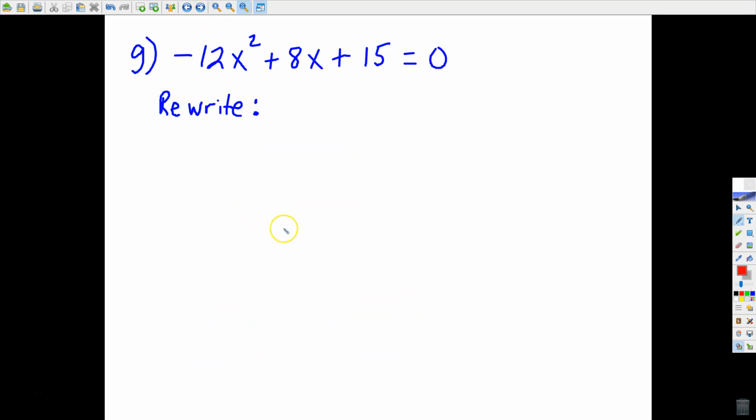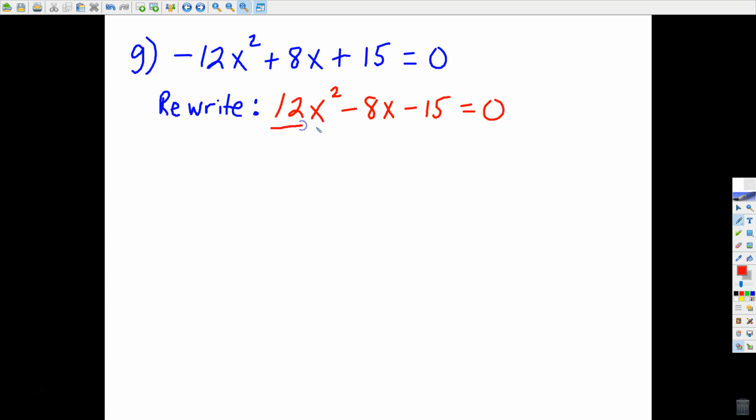All right. I gave you this one kind of as a heads up. Whenever you see the a term is negative, you need to rewrite this so that it's positive. Okay, simple enough to do. Just think multiplying both sides of the equation by -1. And the result of that is going to be to change all of the signs. And 0 times -1 is still 0. Okay, now you're ready to do some factoring.